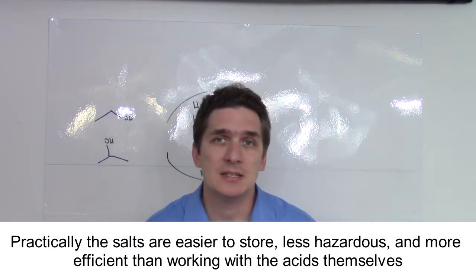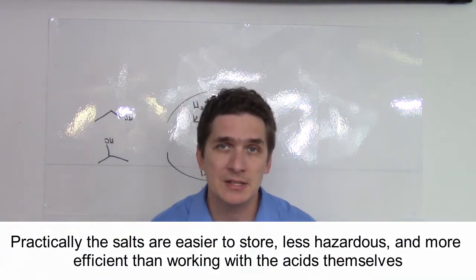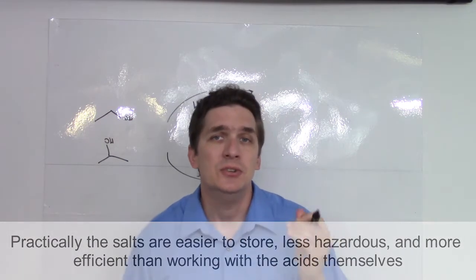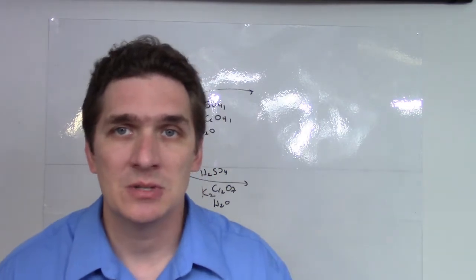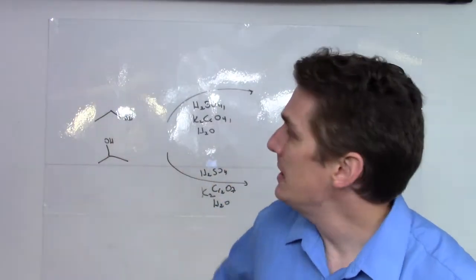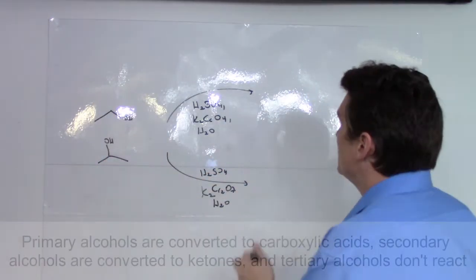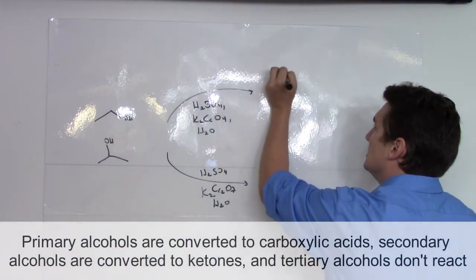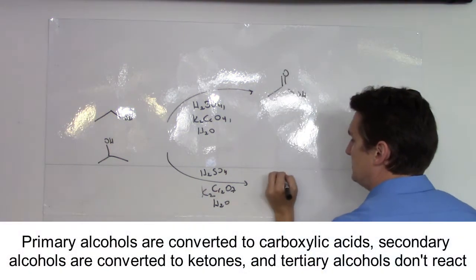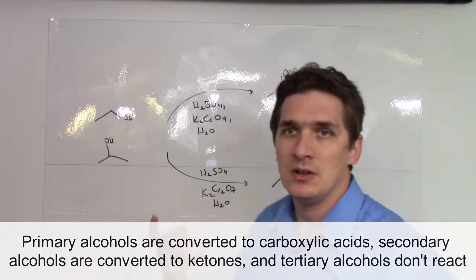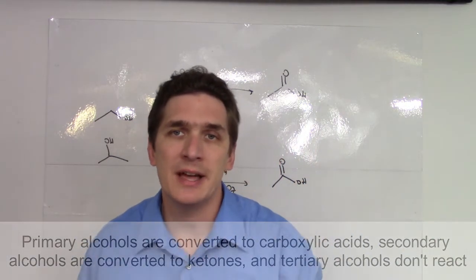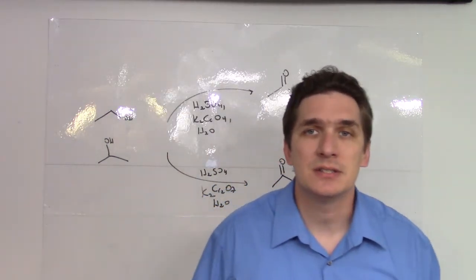What's going to happen? In both cases, whether you're working with the chromic acid or the dichromic acid, you're going to take the alcohol and oxidize the carbon attached to it as much as possible. For a primary alcohol, something like ethanol, you're going to get the carboxylic acid. So primary alcohols in the presence of chromic acid or dichromic acid go to carboxylic acids.